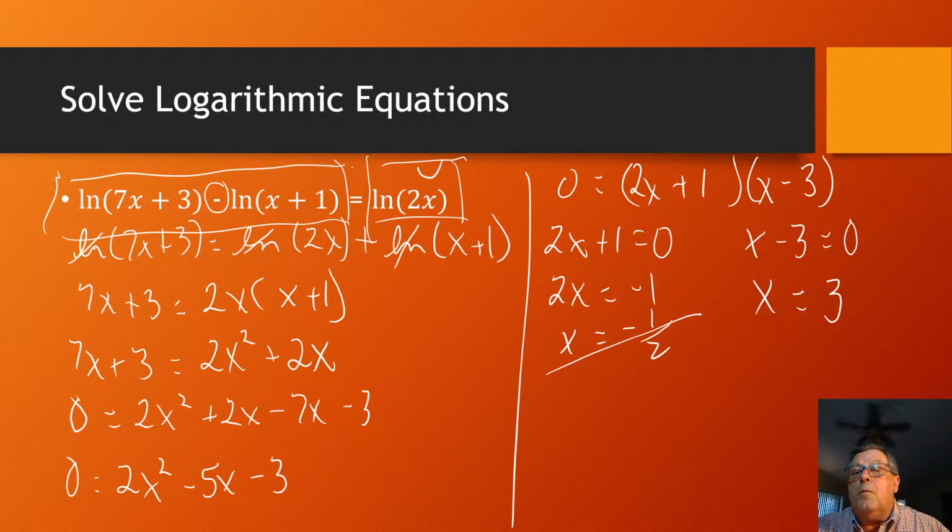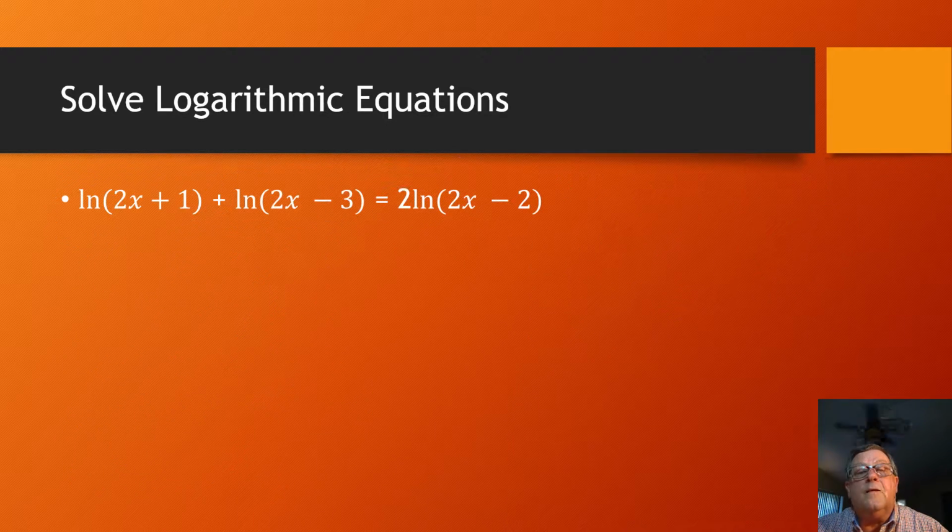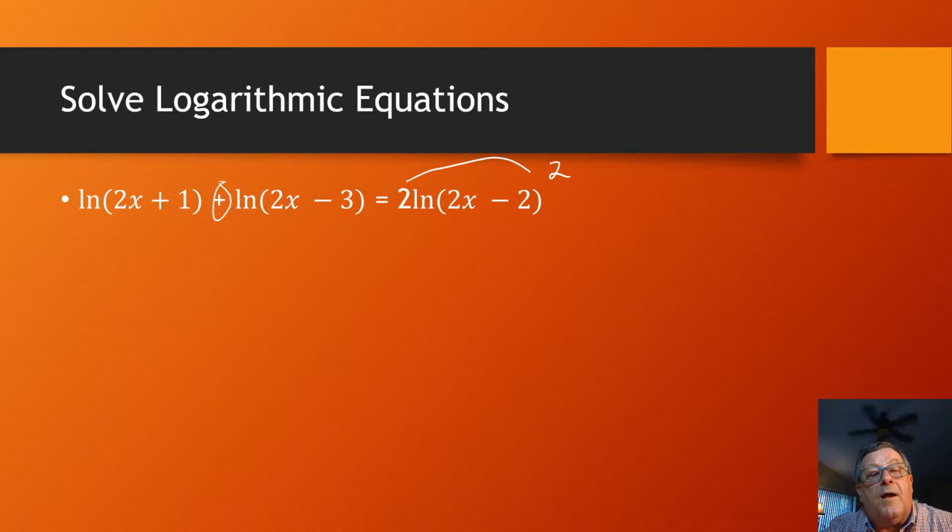All right, I want to do one more just for fun because I love it. All right, so here I got the natural log of 2x plus 1 plus the natural log of 2x minus 3 equals 2 times the natural log of 2x minus 2. Now, first thing I probably want to do is move this 2 over here, and that actually can then be the natural log of 2x minus 2 squared. And since this is a plus, I could multiply that.